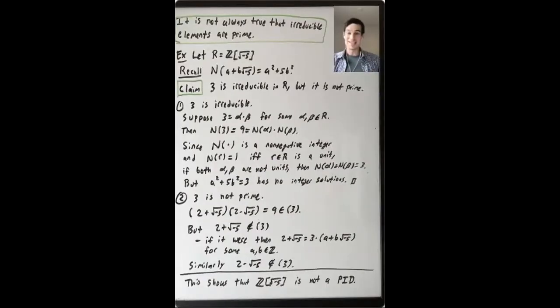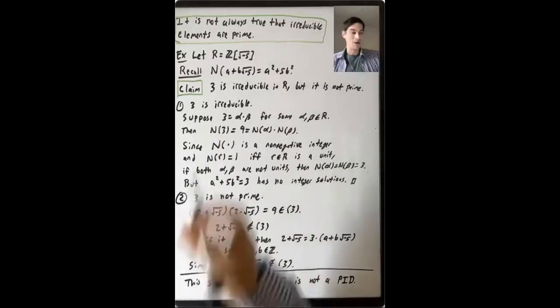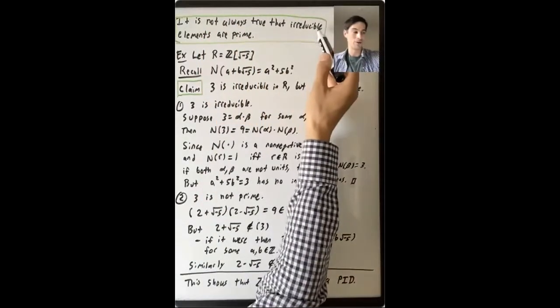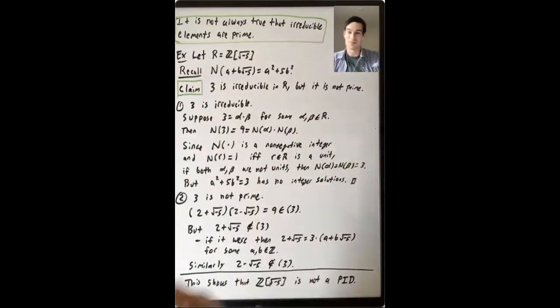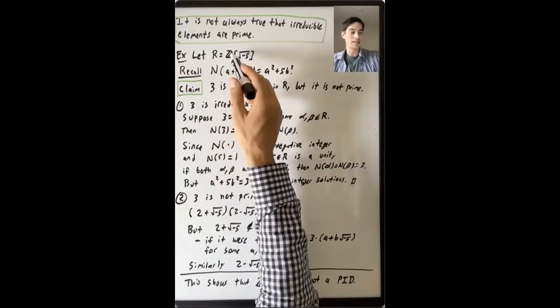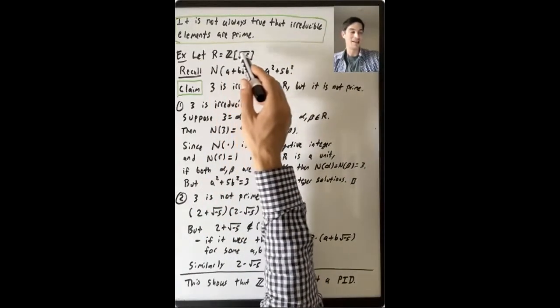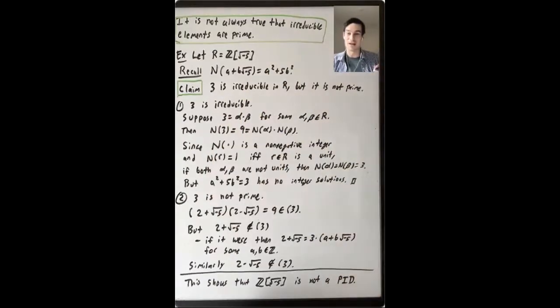In a PID, irreducible elements are always prime. But it is not always true that irreducible elements have to be prime. So the last thing I want to do in this video is give an example. Let's say that R is equal to Z adjoin square root of -5.